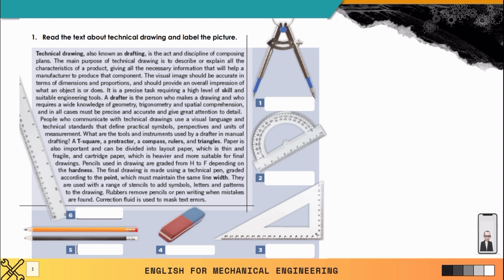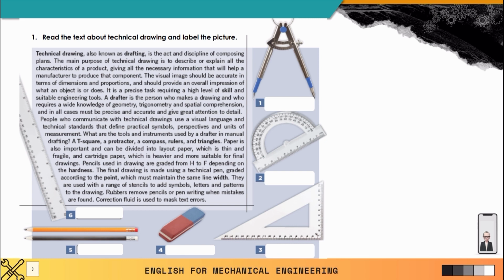A drafter is a person who makes a drawing and who requires wide knowledge of geometry, trigonometry, and spatial comprehension, and in all cases must be precise and accurate and give great attention to detail. People who communicate with technical drawings use a visual language and technical standards that define practical symbols, perspectives, and units of measurement. What are the tools and instruments used by a drafter in manual drawing or drafting? A T-square, a protractor, a compass, rulers and triangles.